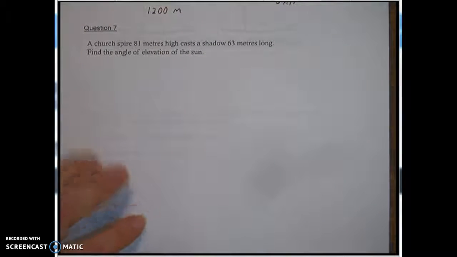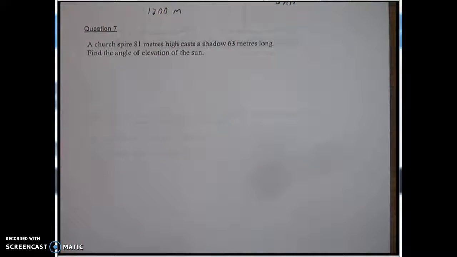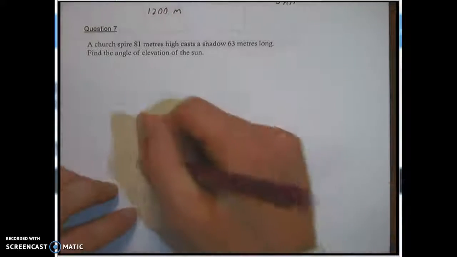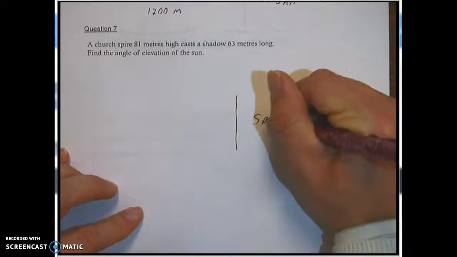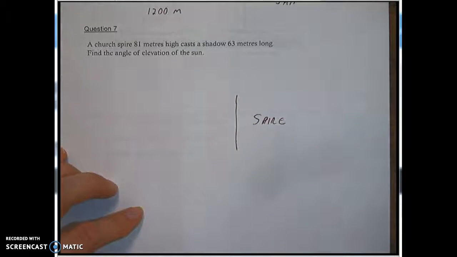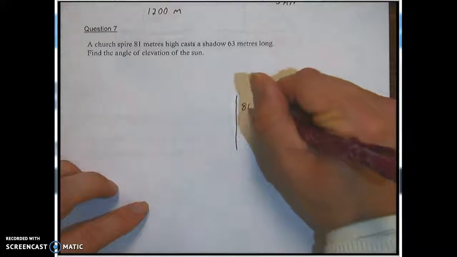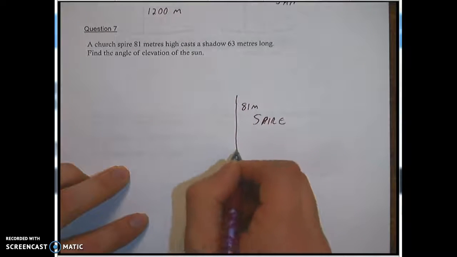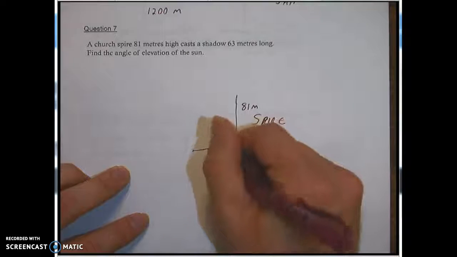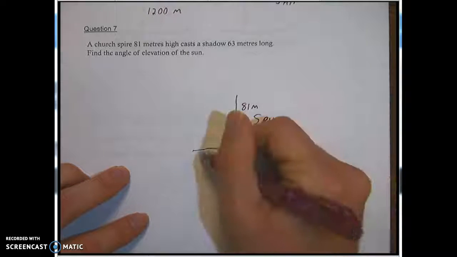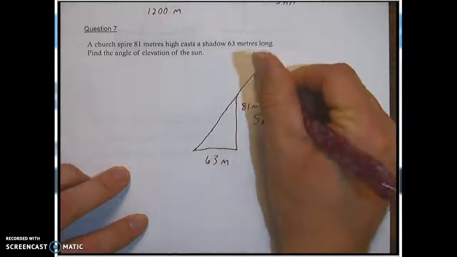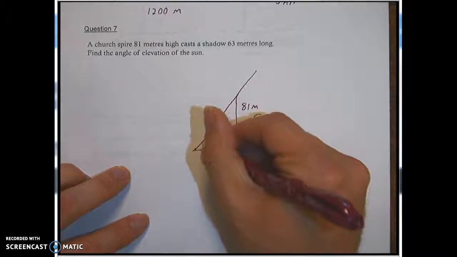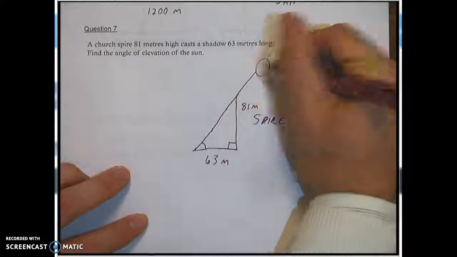Church spire, 81 meters high, casts a shadow 63 meters long. Find the angle of elevation. So let's say that here's a church spire, which is 81 meters. And it's going to cast a shadow, which is 63 meters. And the angle of elevation is the completion of this right triangle. It's the angle that's leading up here to the sun.